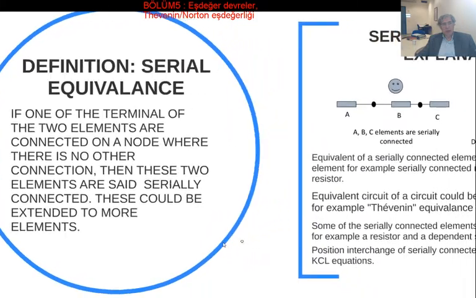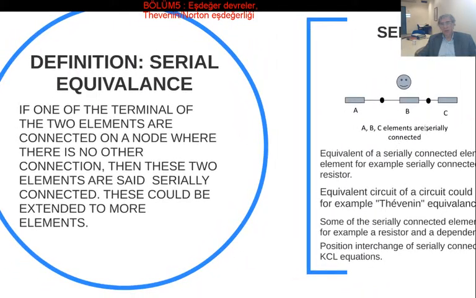Now, keep that definition here and then that circuit here. We are saying in this circuit, A and B elements are connected in serial. According to the definition of serial connection, one of the terminals is connected to a node, and there is no other element connected to this node. So only two elements are connected to this node. Then these elements are called serially connected.